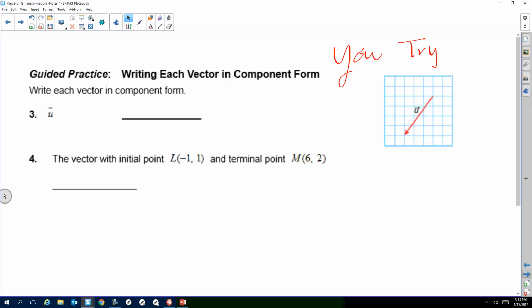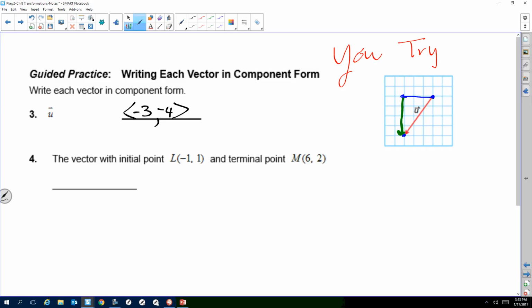I want you to come up with the component form for this vector. I know your graph is a little off, but here's the point. We first need to do our horizontal and then our vertical. And you're going to put it in your component form. All right, so if you go to the left, what is that? Negative. All right, so what's our component form? Negative 3, negative 4. There we go.